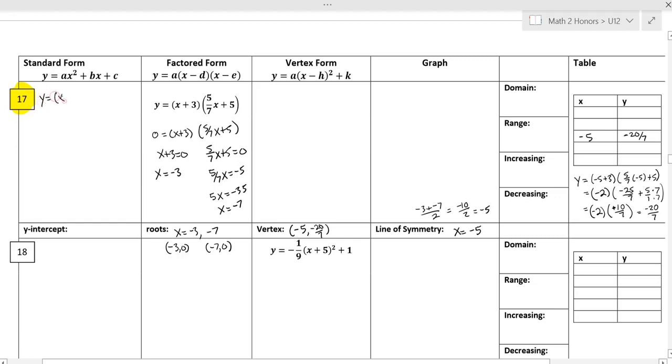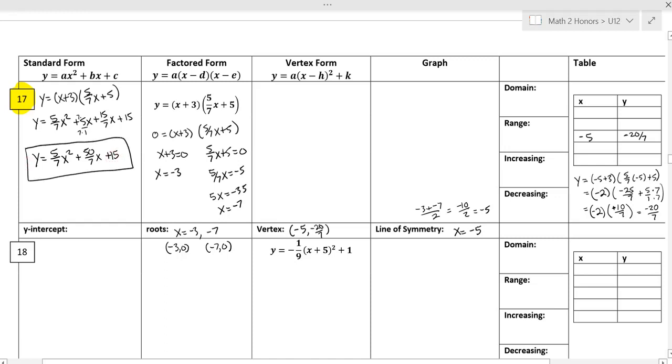We have x plus 3 times 5 over 7 x plus 5, and distribute. x times 5 over 7x is going to be 5 over 7x squared. x times 5, 3 times 5 over 7x, and then 3 times 5. And get a common denominator. And there's standard form. So a is 5 over 7, b is 50 over 7, and c is 15.